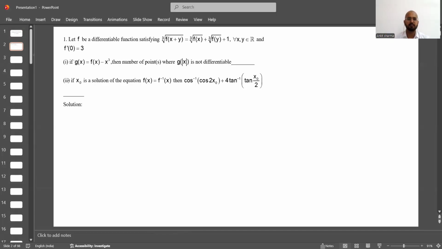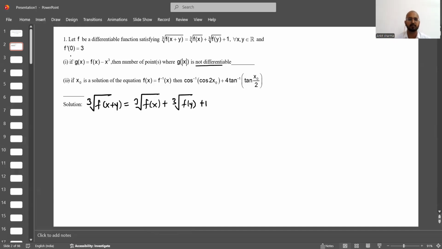Let's go ahead. Looking at the first question, we have a differentiable function f satisfying: cube root of f of x plus y is equal to cube root of f of x plus cube root of f of y plus 1. We are given that f dash of 0 is 3, and g of x is f of x minus x cube. I want the number of points where my function g is not differentiable.